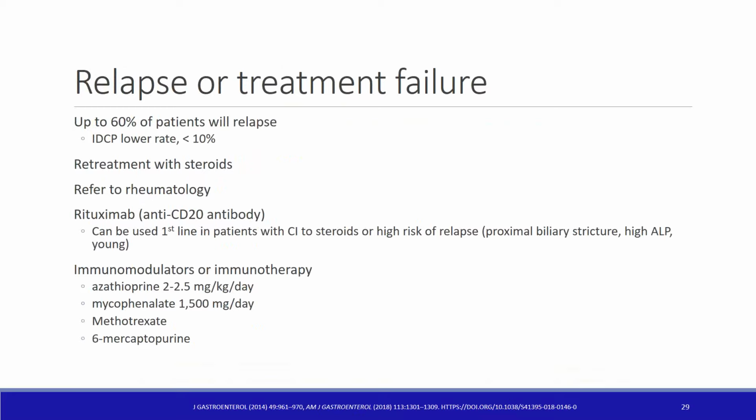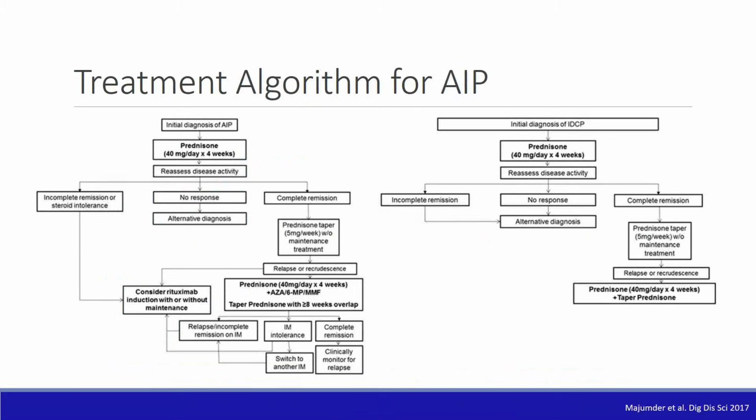There are other non-steroid therapies, such as rituximab, that can be used first line in some patients who just cannot get steroids, or if they have a high risk of relapse. And some of the higher risk features are either a proximal biliary stricture, or a really young patient, or high LPSP. There are also immunomodulators or immunotherapy that can be used. And I'm just going to end here on this treatment algorithm for reference. I think it just highlights nicely how you could approach treatment for a patient with autoimmune pancreatitis.